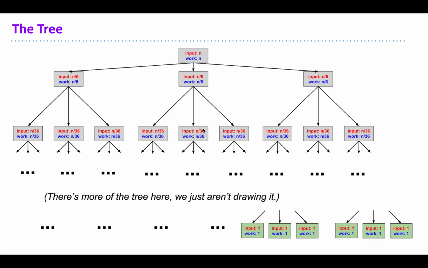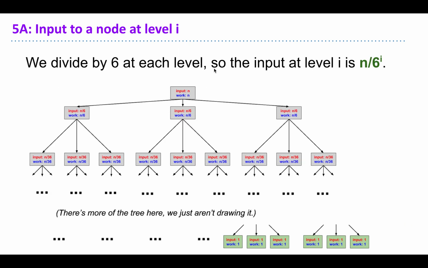So 0 corresponds to n, 1 corresponds to n divided by 6, 2 corresponds to n divided by 36. Now we have to reason about the pattern. What's happening to the input at each level? It starts at n, then we divide by 6, then we divide by 6 again. Each input is the previous input divided by 6, which we could also see from our recurrence, but we can see it visually with this tree as well. So at each level, we're dividing by 6 one more time.